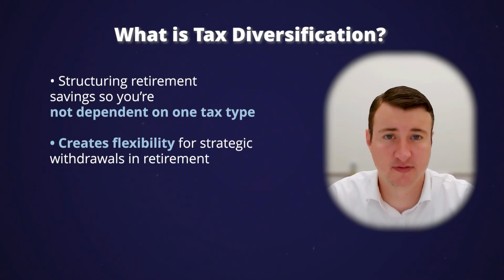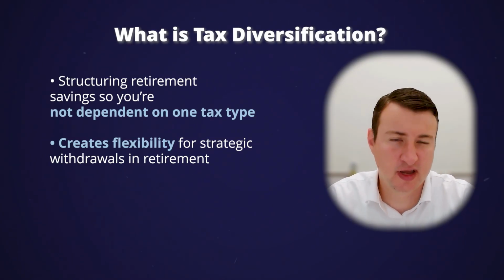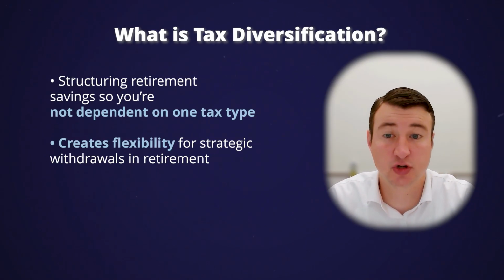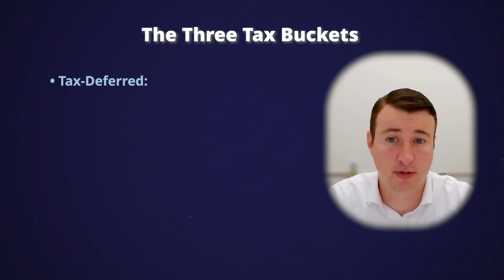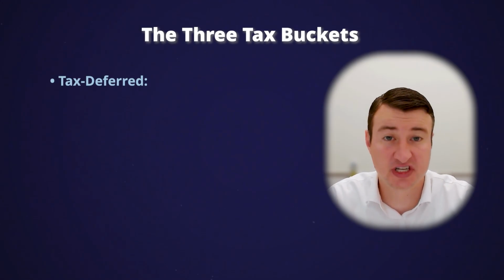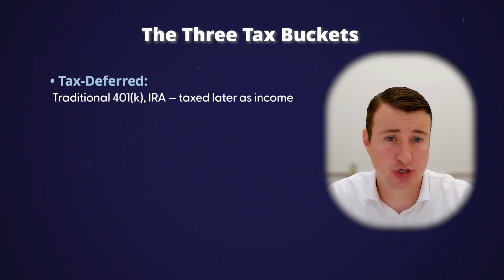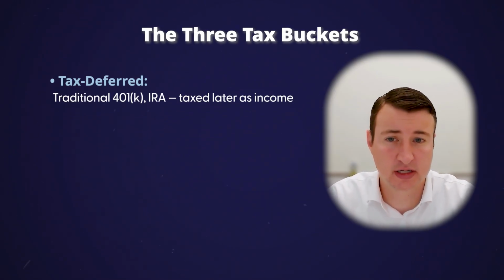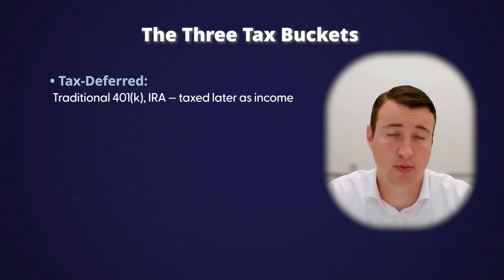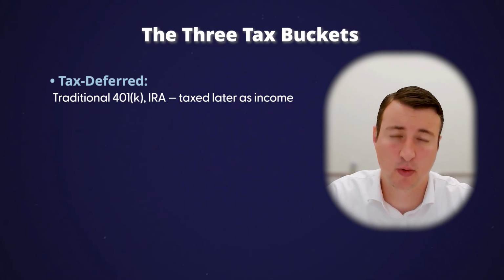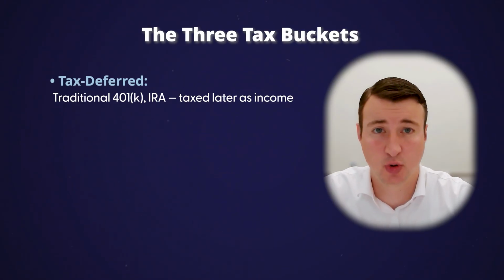So what is tax diversification? Tax diversification means structuring your retirement savings so you're not overly dependent on just one type of account for withdrawals. There are three main tax buckets. The first is tax-deferred accounts, which are your traditional 401ks, 403bs, traditional IRAs, 457 plans. Contributions are made pre-tax, growth is tax-deferred, but withdrawals are fully taxable as ordinary income.